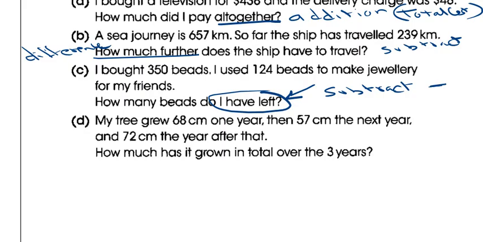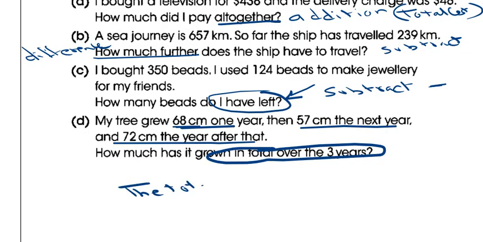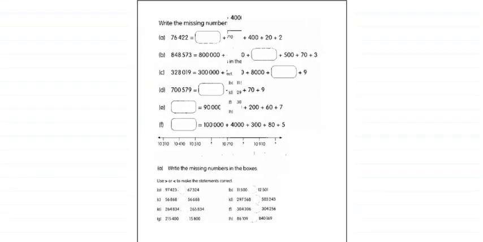My tree grew 68 centimeters one year, then 57 centimeters the next year, and 72 the year after that. How much has it grown in total over the 3 years? He needs the total growth, so I need to add them all. So you will use addition. These questions are very easy.